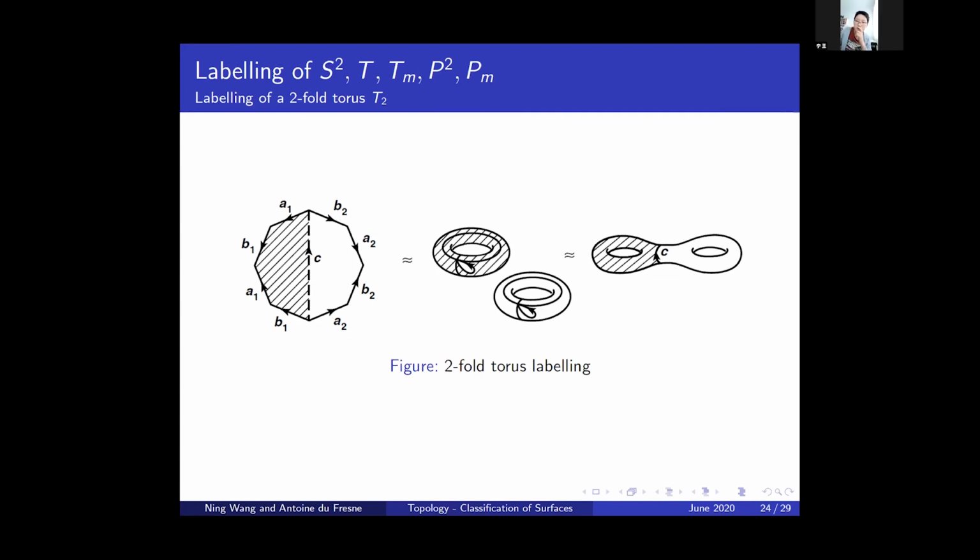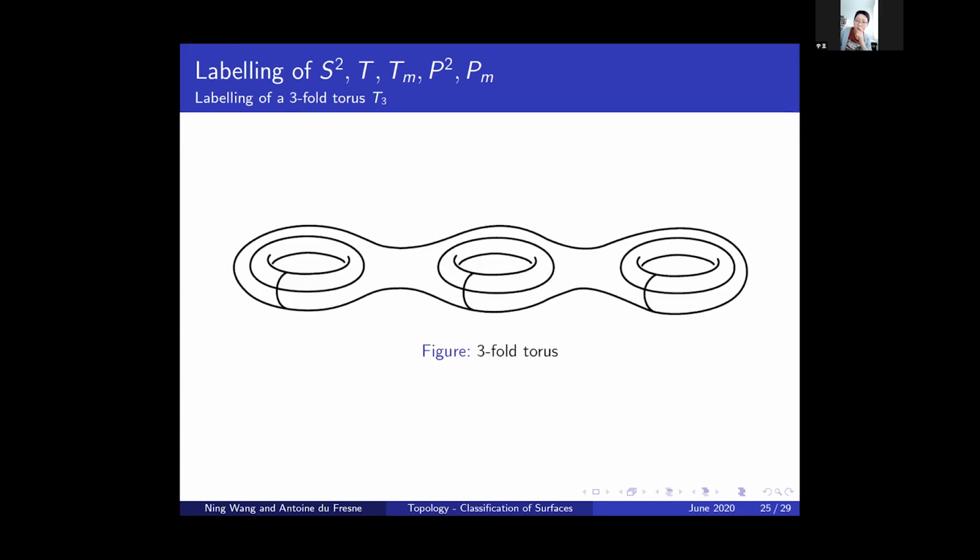Yes, so the next one is the threefold torus. And if we understand the labeling of a twofold torus, it is not hard to imagine how we could label a threefold torus. And so we can imagine an n-fold torus.